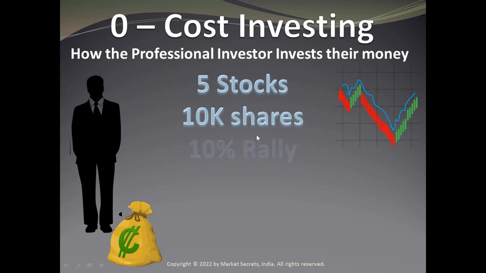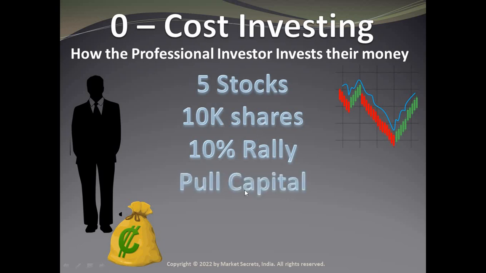Let's say the stock rallies 10% after a few days or a few weeks, which is his target price. In this case, the stock will now be trading at 1100 rupees and his investment would have grown to 1.1 crore. Now, the professional investor will sell the stocks worth 1 crore rupees and will pull his initial investment of 1 crore rupees out. So, in this case, he will sell 9091 shares and will leave the remaining 909 stocks in his portfolio for lifetime.